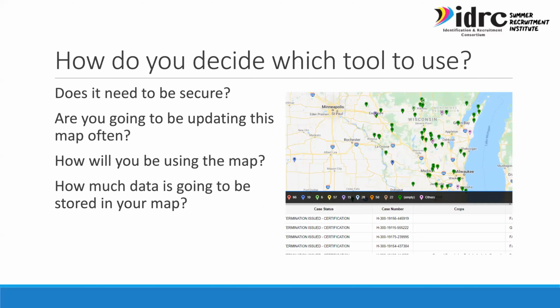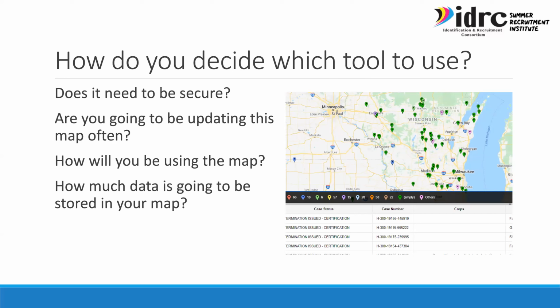So one thing, does it need to be secure? Some states say, hey, anytime you put any information about any of your work, it needs to be on a secure platform. So we'll talk a little bit about security and how that can be done. Are you going to be updating this map very often? For example, IDRC, which we'll show you in a little bit, is doing monthly maps for H2A and H2B. These are not designed for states to put all their contact information. It is just designed as a visualization tool so you can see how many H2A farms you have. So how will you be using the map, and how much data is going to be stored in your map?